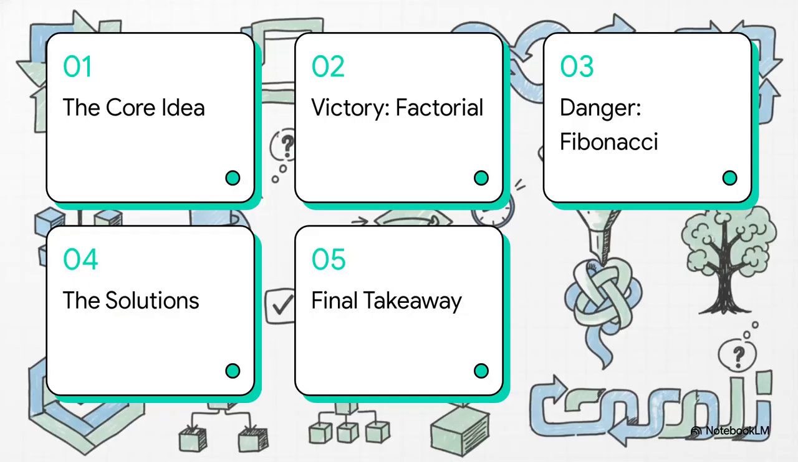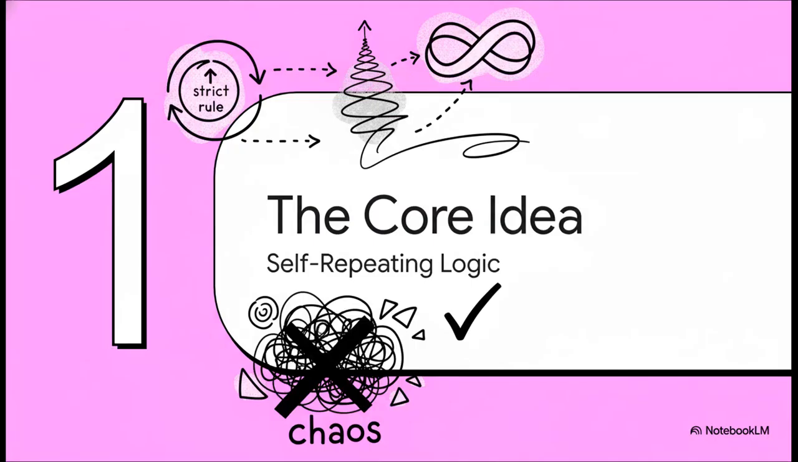So here's the game plan for today. We're going to start with the core logic, see how beautiful it can be with a simple example called factorial, then uncover a pretty serious performance trap with a Fibonacci sequence. And don't worry, we'll finish up by looking at the powerful ways you can tame it. Okay, let's dive right in.